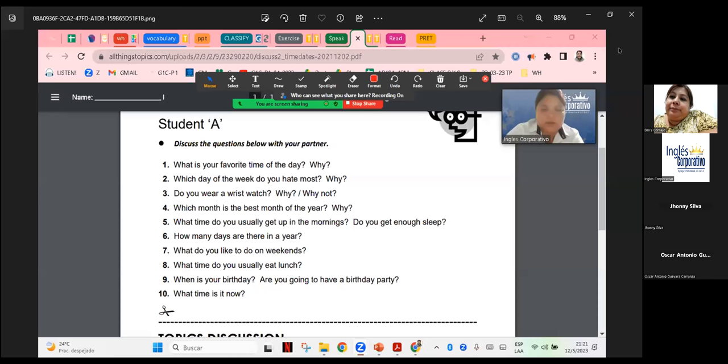Por ahí les compartí otra también. Okay, ahí ya la tienen. Ya la logran visualizar, ¿verdad? Sí, gracias. Okay. Bueno. Gracias.